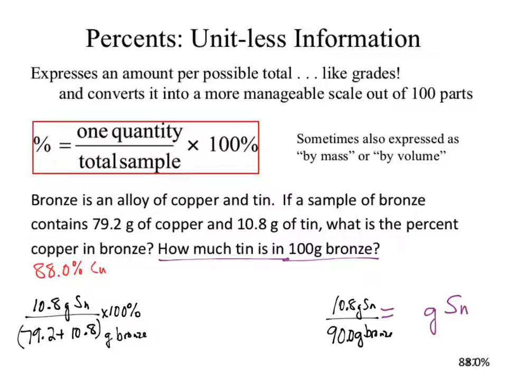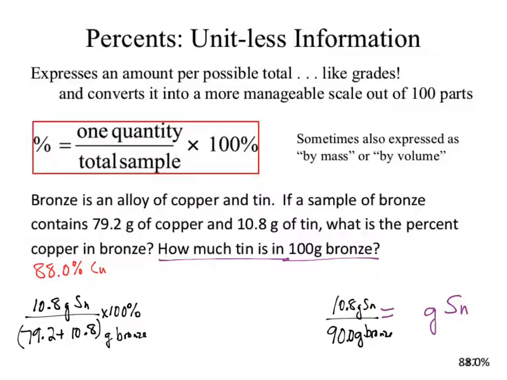79.2 plus 10.8 is 90. I just did that calculation. So this right here is this. Is this in black the same thing as what's in purple? What's wrong with it? I'll say the percent of tin. What's wrong with what's in black in comparison to what's in purple? What does not match? The bronze is actually grams of bronze. What needs to happen to the units of grams of bronze?